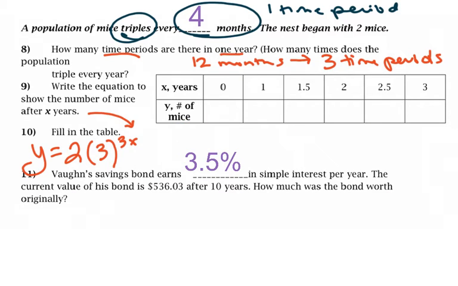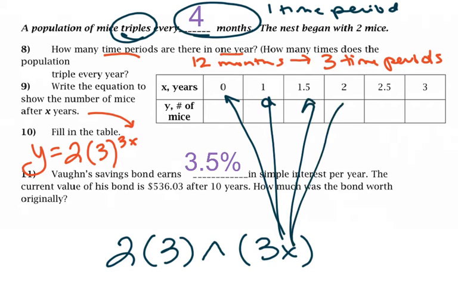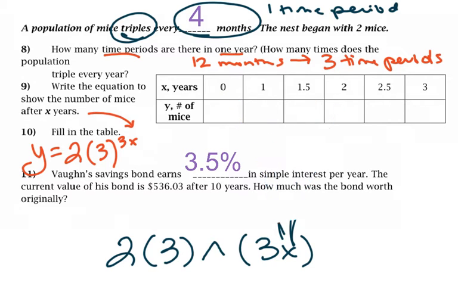Now when you put that in your calculator, remember, you're going to say 2 times 3 to the power of, parentheses, 3X. You can plug in these numbers one at a time and get your values. I want you to pause the video and fill in the table, and then we'll come back and see if you got it right and go to the next question.